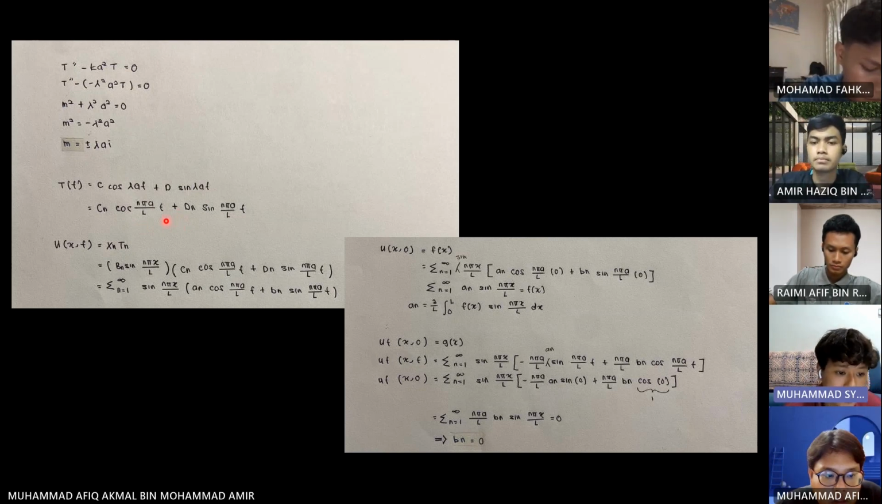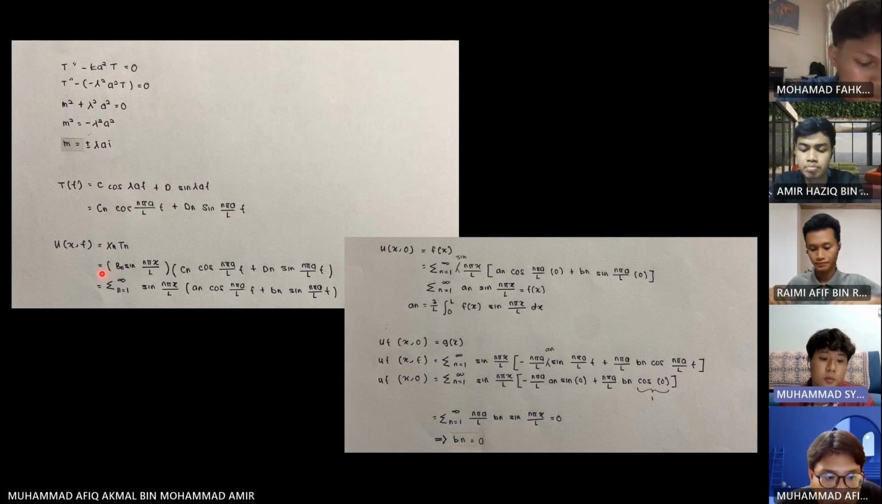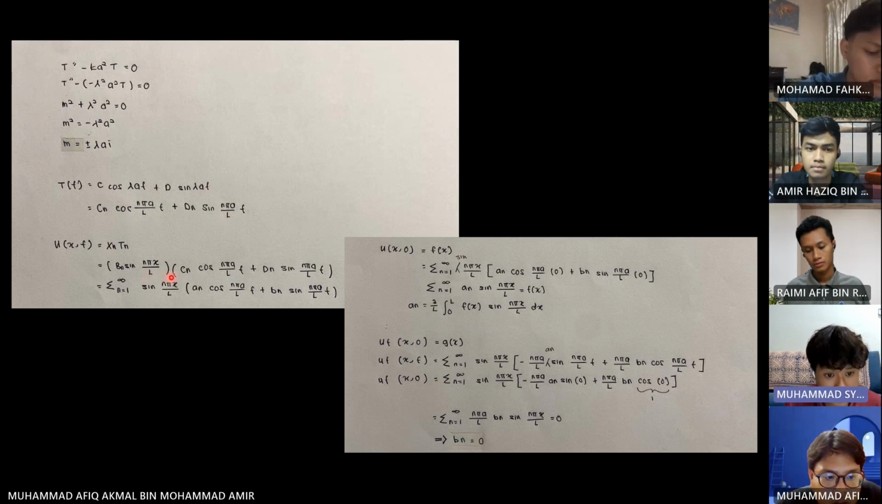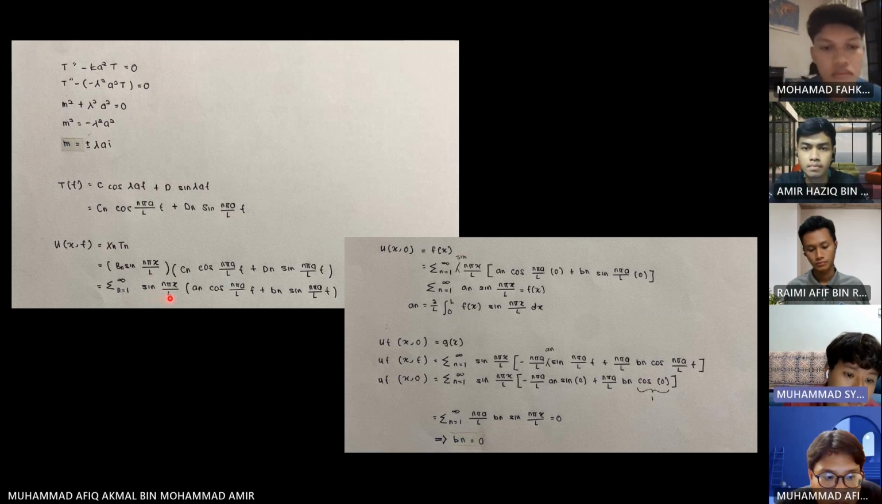And then we need to find u(x,t) equal to X_n times T_n. We need to assume that to find the A_n value, A_n equals B_n times C_n, and then B_n equals B_n times B_n. And then we get the answer for u(x,t): sum n equals 1 to infinity of sin n pi x over L in bracket A_n cos n pi a over L times t plus B_n sin n pi a over L times t.